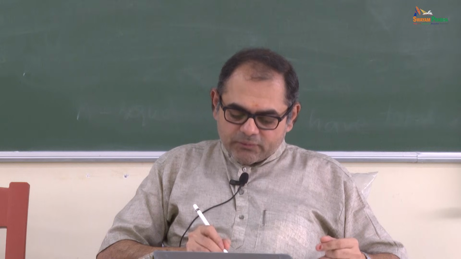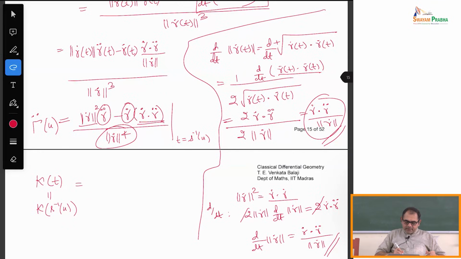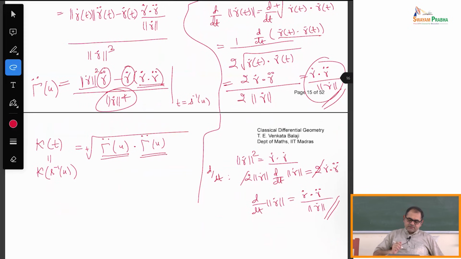To get kappa, I need to take the dot product of this with itself, and then take the positive square root. Gamma double dot u is the acceleration of the unit speed reparametrization, and its magnitude is its length, which is you take dot with itself and take the square root. Now I have to do that for this thing.